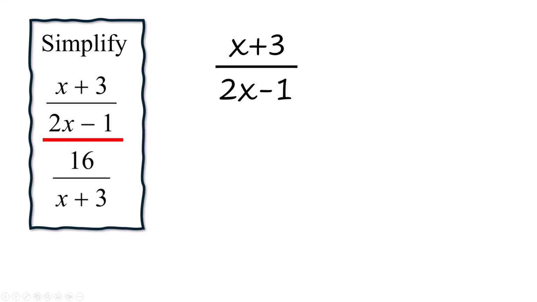So the x plus 3 divided by 2x minus 1 is on the top. That's being divided by 16 over x plus 3. Now you just use your fraction rules.